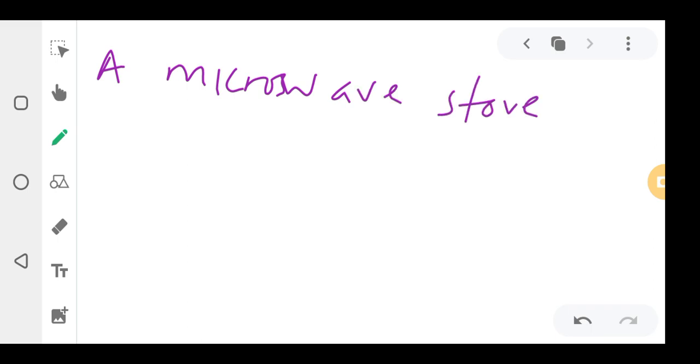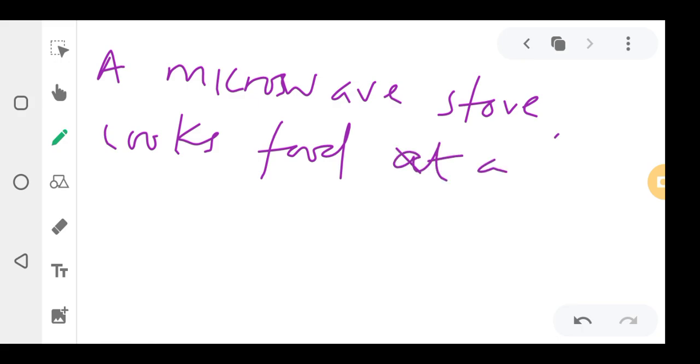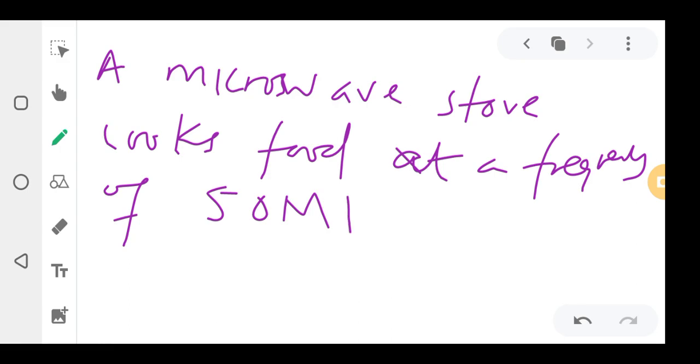Okay? So they can say a microwave stove cooks food at a frequency of 50 megahertz. That time it was kilo, it was K, but now it is M. Find the wavelength.